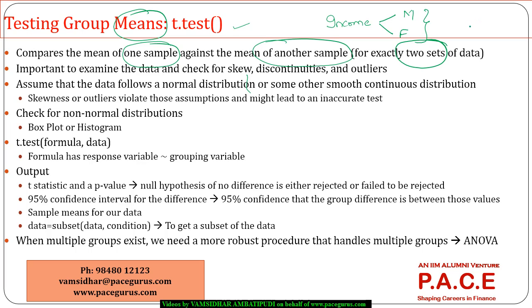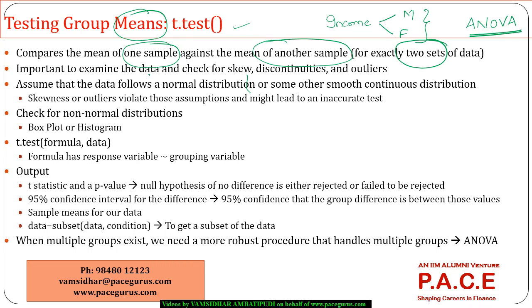If I have multiple sets, then probably I cannot use the t-test. I'll talk about it in the next slide, wherein I have to use the ANOVA. So when I'm talking about the t-test now, the intention here is I'm trying to compare the means of one quantitative variable across two groups of data.